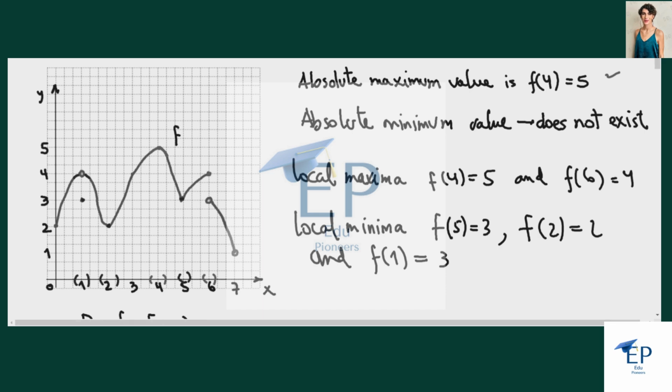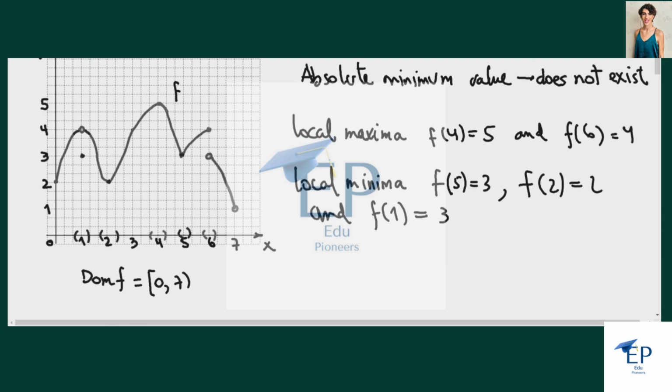So we've got to put it in the local minimum list. So we have f at 5 equal 3, local minimum. Same thing for f at 2, local minimum, and f at 1 equal 3. So we have 3 local minima and 2 local maxima. And of course, we have an absolute maximum value, f at 4 equals 5, and there is no absolute minimum value of the function because 7 is not included in the domain.